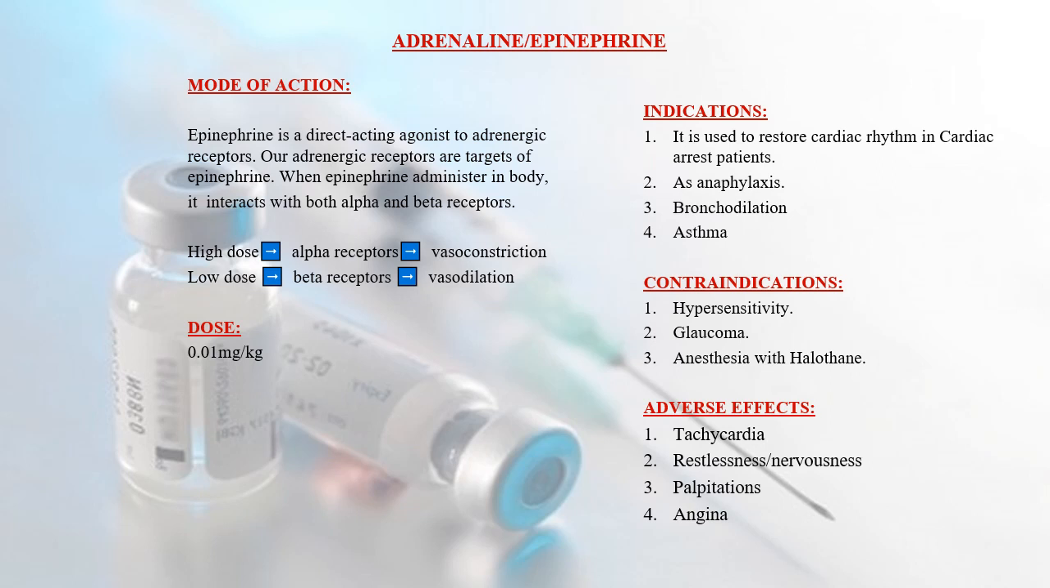A high dosage of epinephrine acts on alpha receptors and causes vasoconstriction. A low dose acts on beta receptors and causes vasodilation. The dosage of epinephrine is 0.01 mg per kg. Indications of adrenaline are: it is used to restore cardiac rhythm in cardiac arrest patients. It is used in anaphylaxis, meaning to treat severe allergies.